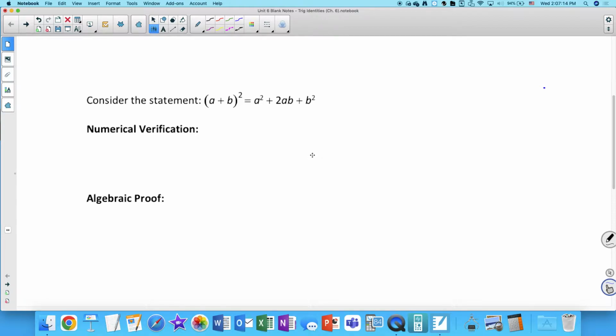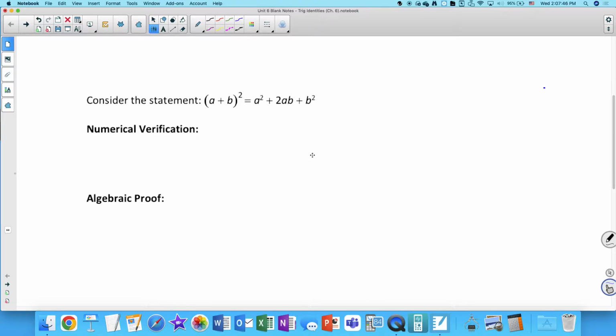Okay? An identity can be supported with a numerical verification, but a numerical verification is not a proof of an identity. To prove that an identity is in fact an identity, that means that it is always true, that for every value of every variable the left side equals the right side, you have to prove it algebraically. Now, you can support the identity with a numerical verification.